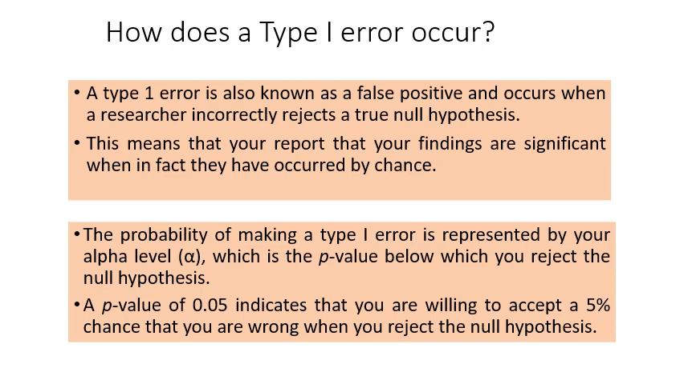And the probability of making a type 1 error is represented by the alpha level. So that is the 0.05 that I said. And for medical studies, it is 0.01. That is the p-value below which you reject the null hypothesis. So a p-value of 0.05 indicates that you are willing to accept a 5% chance that you are wrong when you reject the null hypothesis. So that's the alpha. When your alpha is 0.05, you are willing to accept a 5% chance that you will get it wrong when you reject the null hypothesis.